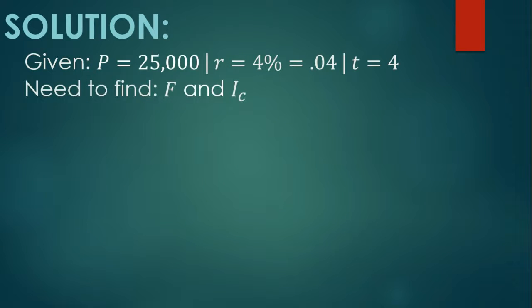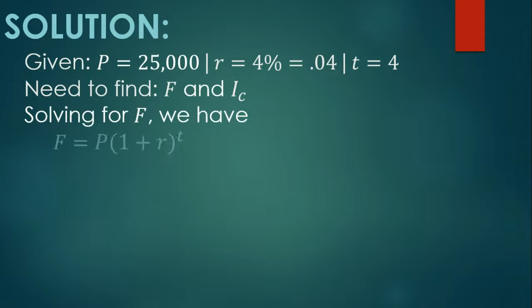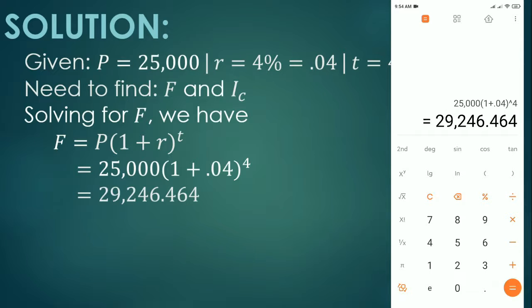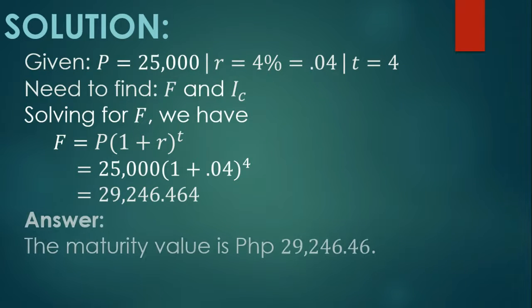We need to find the value of the maturity value F and the compound interest. Solving for F, we have F is equal to P times 1 plus R raised to T. So substituting the given, we have the principal is 25,000, then 1 plus the value of R is 0.04 and T is 4. Calculating this to any calculator available, we have 25,000 multiplied by 1 plus 0.04 raised to 4. It will give us 29,246.464. So therefore, the maturity value is 29,246 pesos and 46 centavos.